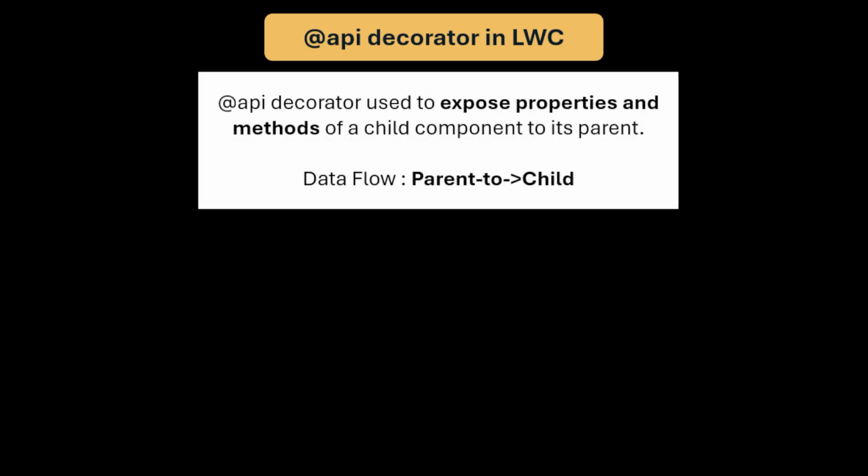Let's move on to the API property. The API decorator is used to expose properties and methods of a child component to its parent component. And in this API, you need to remember that data flows from parent to child. What do you mean by this? We'll see with the help of an example, right?